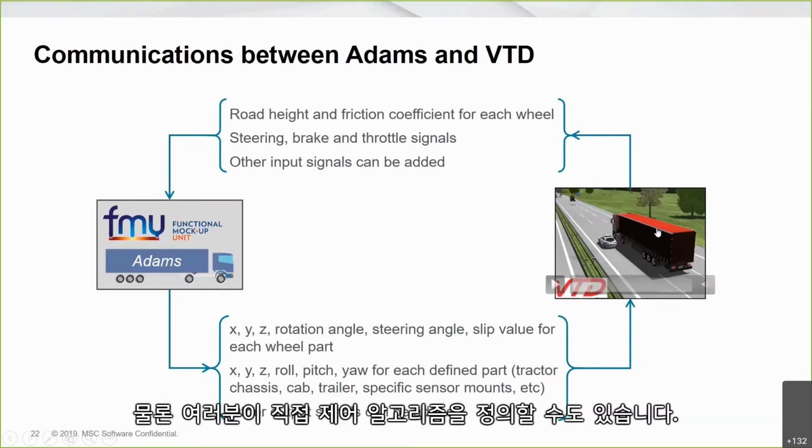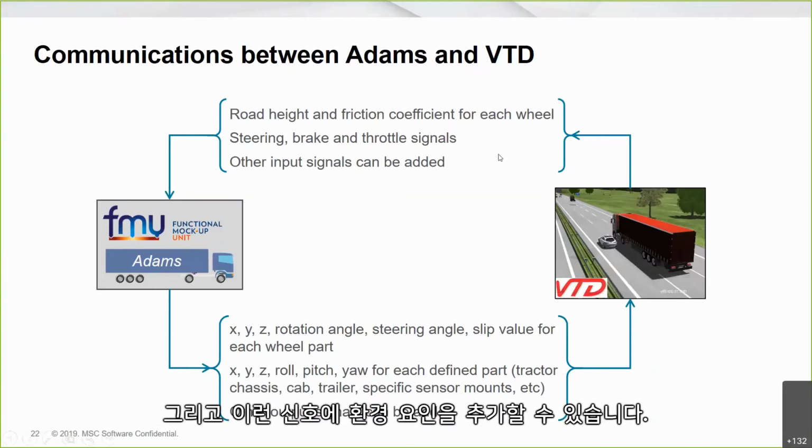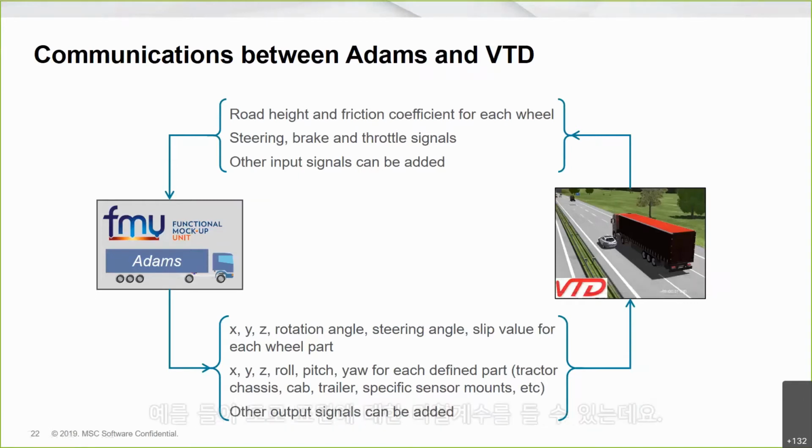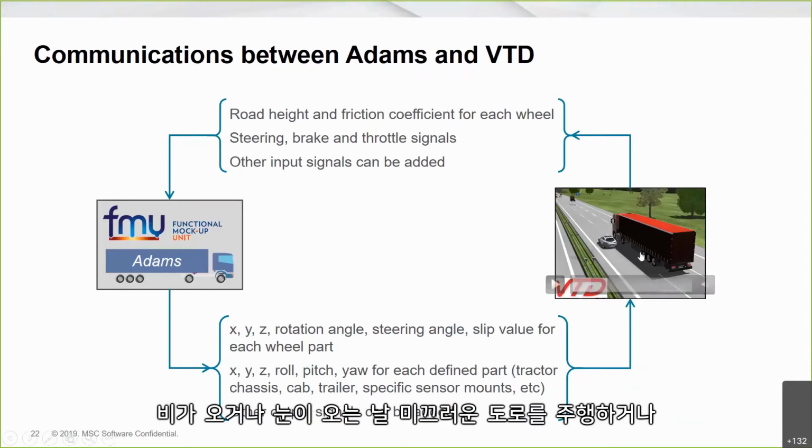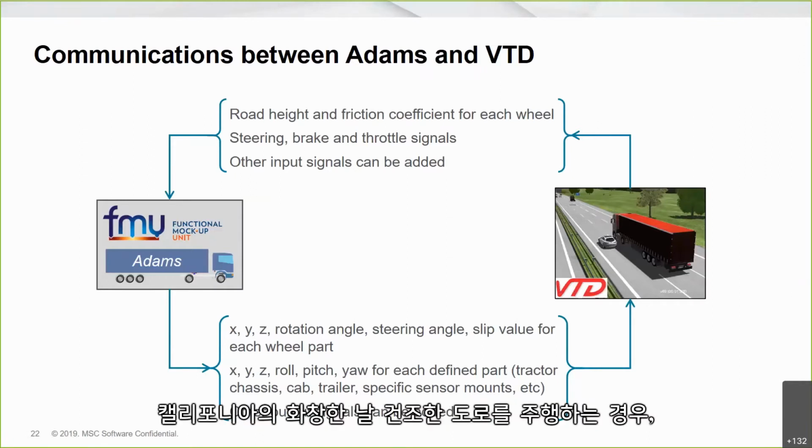You can, of course, define your own control algorithms inside that. And based on those signals, there's also, for example, the environment factor. For example, what is the friction coefficient on the road surface? If the vehicle is driving on a slippery road on a rainy day, on a snowy day, or is it driving on a sunny day in California with a dry road ahead?